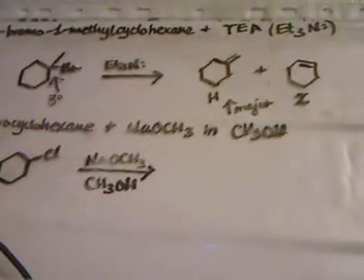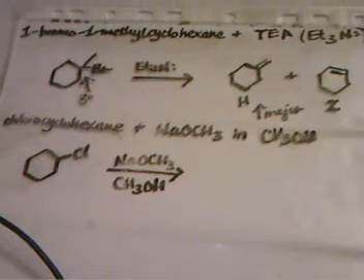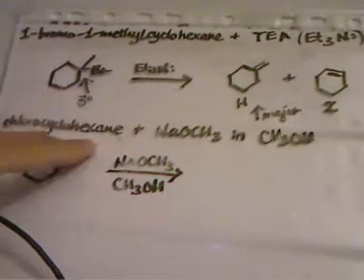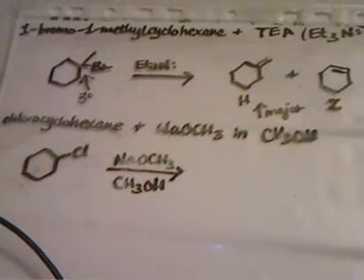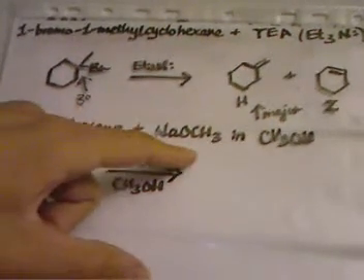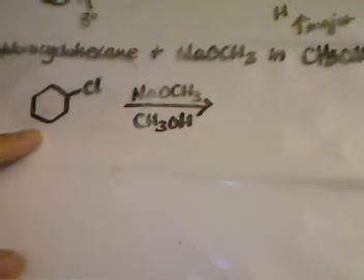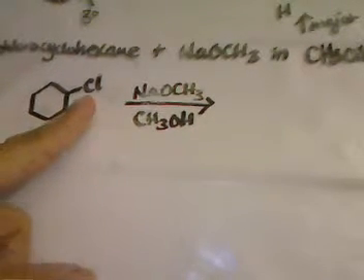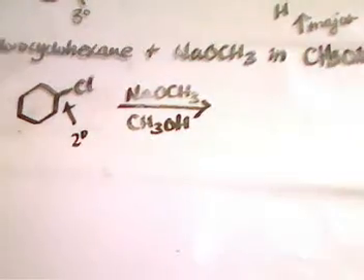In C, we're asked to predict whether substitution, elimination, or both can happen for chlorocyclohexane plus NaOCH3 in methanol. So the first thing would be to draw the molecule, and this is the molecule. It's a cyclohexane ring with a chlorine attached. In NaOCH3 and CH3OH, well, we ask ourselves what kind of substrate we have. We have a secondary substrate. It's a second degree.